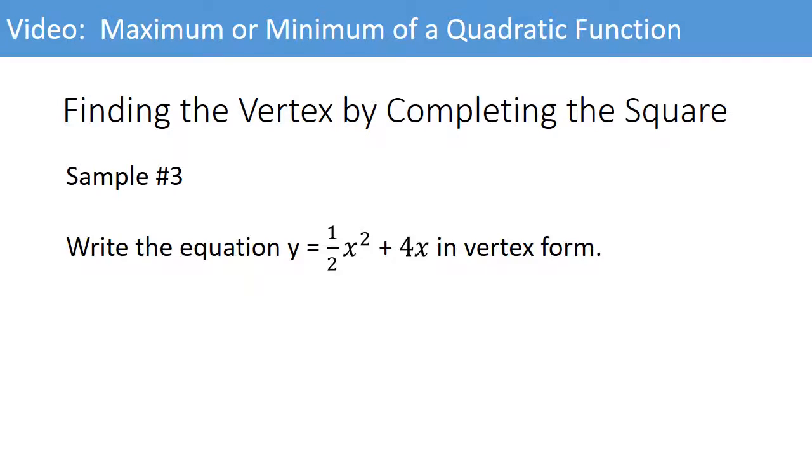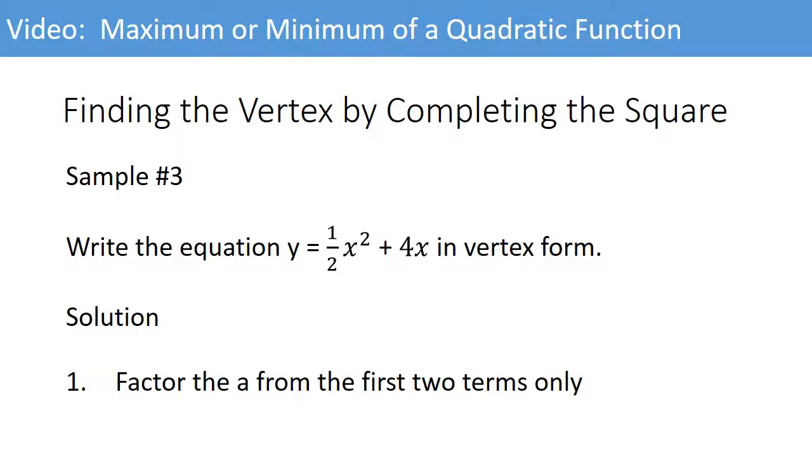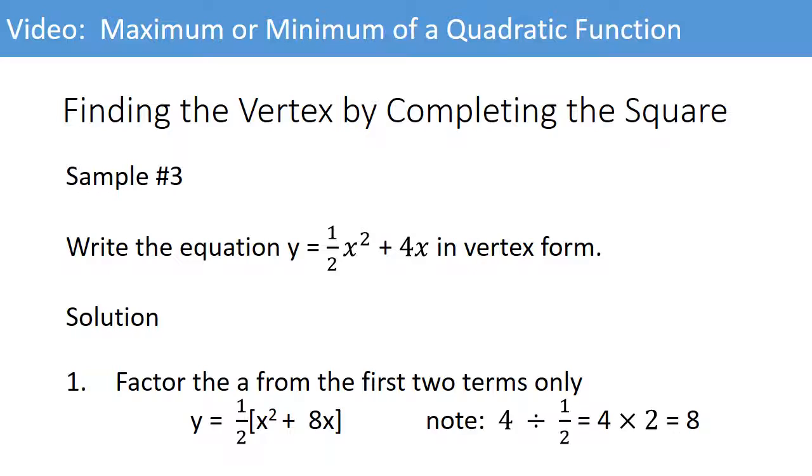Sample number 3. Write the equation y equals 1/2 x squared plus 4x in vertex form. Solution: factor the a from the first two terms only. y equals 1/2 [x squared plus 8x]. But where does the 8x come from? 4 divided by 1/2, which is the a value, is equal to, remember, to divide you multiply and flip it, so it's going to equal 4 times 2, which would be 8.